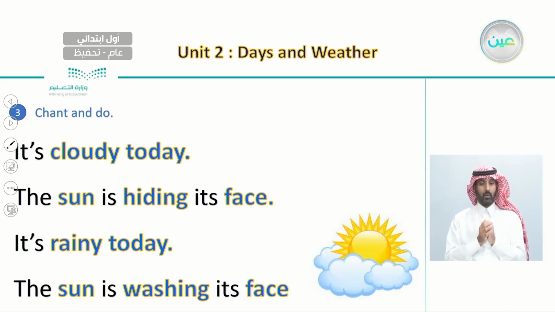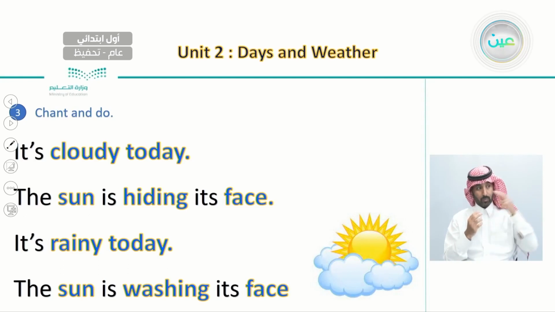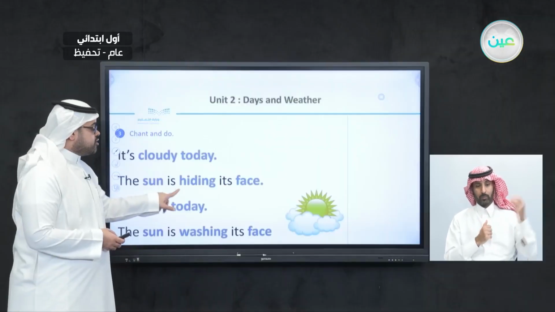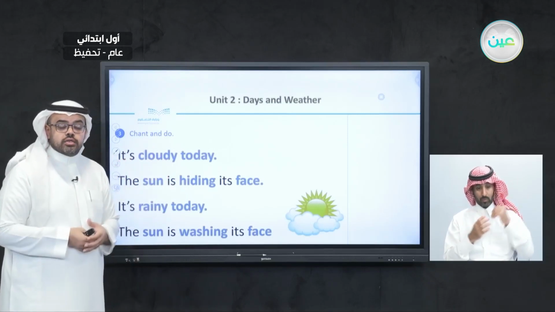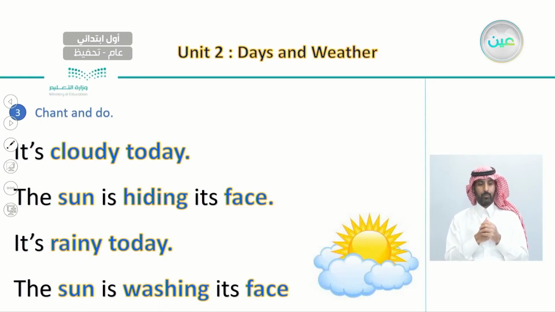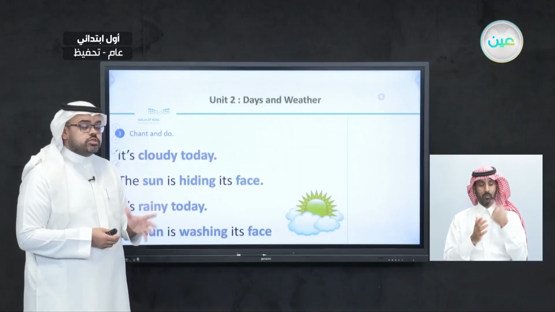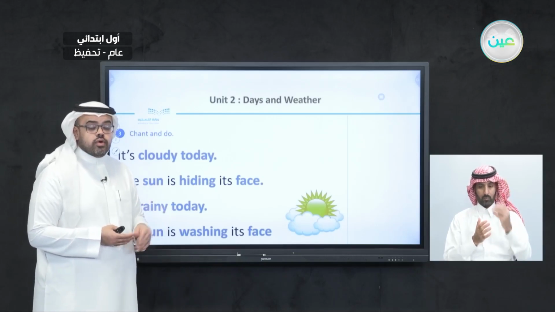So what does that mean? When we say that it is cloudy today, it means that the sun is behind clouds. It is hiding its face. The sun is not showing, it is hiding behind clouds. And also for the second part here, when we say it's rainy today, it means that there are rains falling from the sky, and the sun is washing its face with rain.